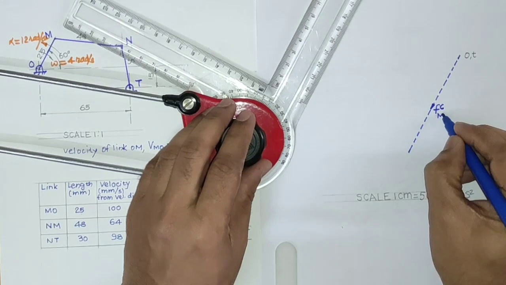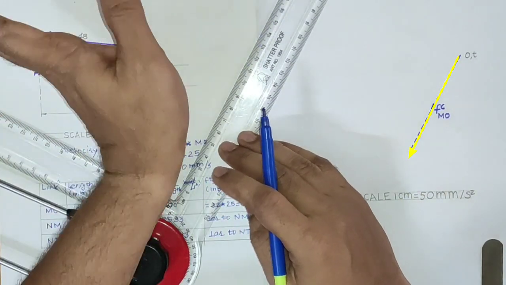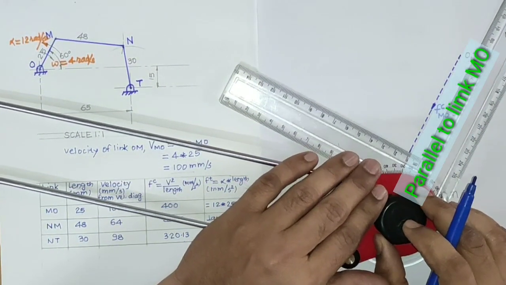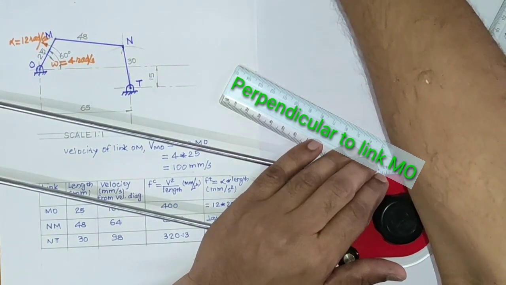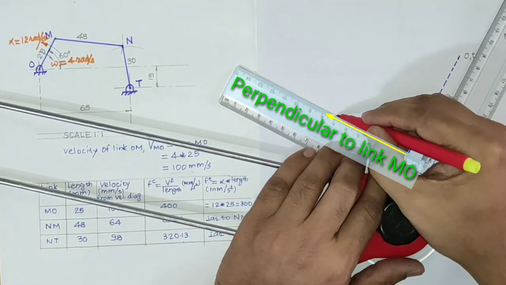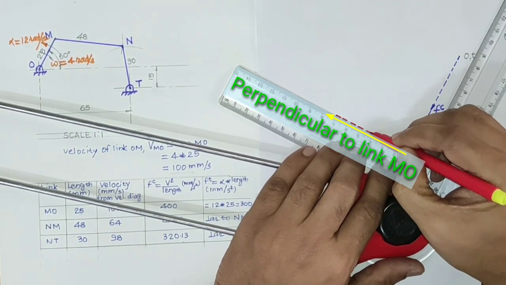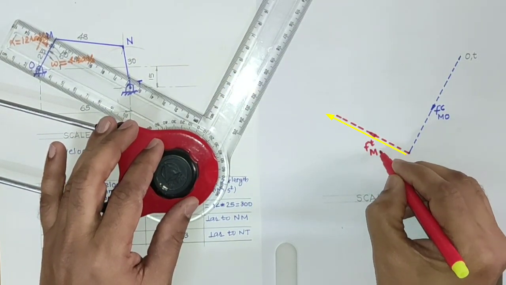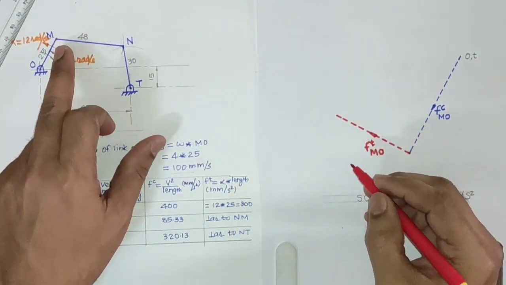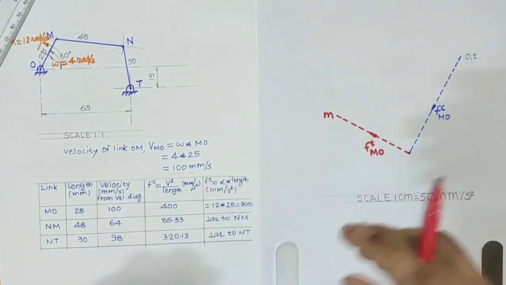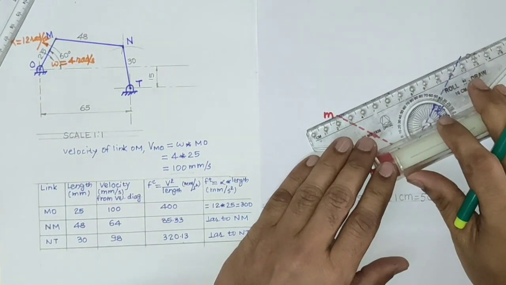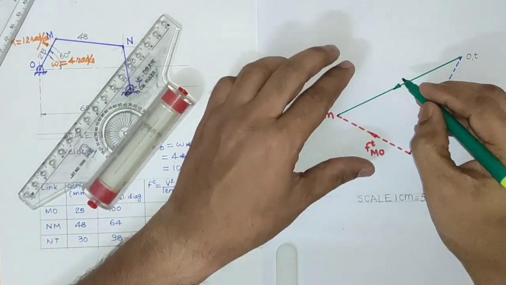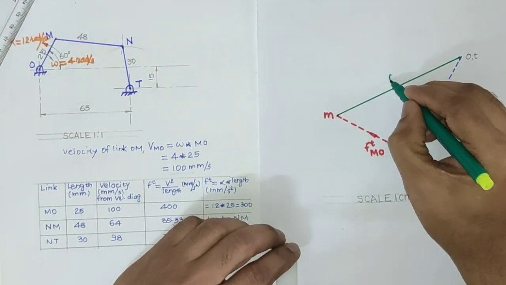This will indicate the centripetal component of link MO. The direction of FCMO is from O to M as it is centripetal component. Then draw a line perpendicular to MO which will indicate tangential component of acceleration. Its value is 300 upon scale, that is 50, equal to 6 centimeter. This indicates FTMO, tangential component of acceleration for link MO, which will give point M. Then join this point M with O, which will give resultant acceleration, that is FMO.